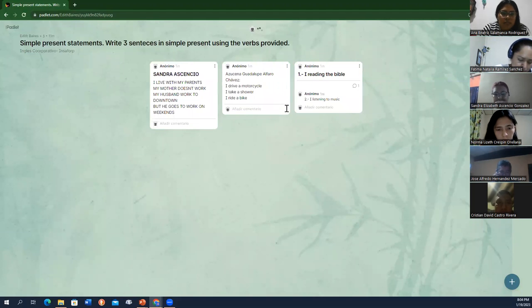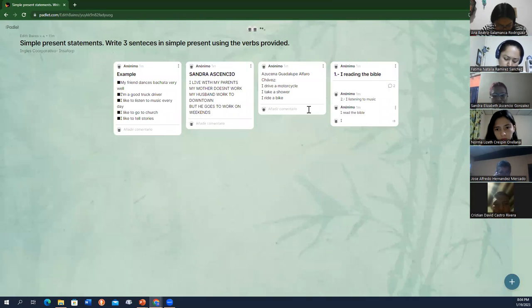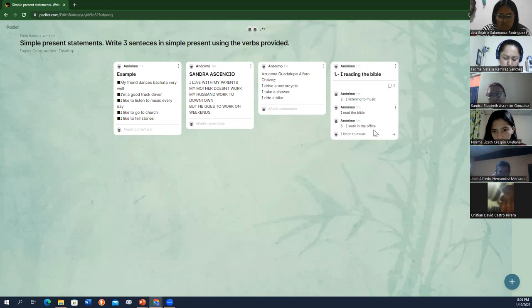Acá, no sé quién lo escribió, pero por favor escriba su nombre. I read the Bible. Okay. Y la número 2 sería I listen to music. Okay. I work in the office. It's okay. No estamos viendo todavía el.